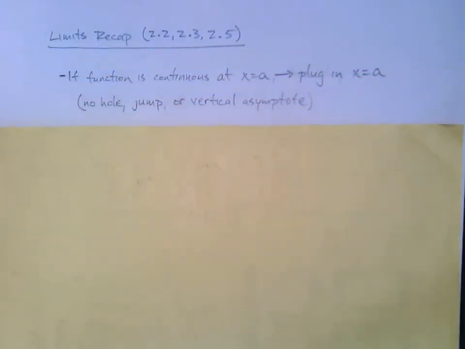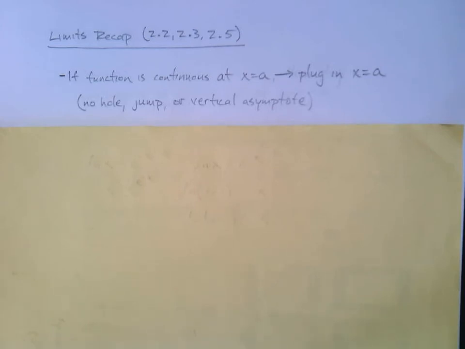So here is the first, probably the easiest situation, and the situation that we like. If the function is continuous where we are trying to take our limit at x equals a, then we're just going to plug it into the function. So if your function's ever continuous at a, meaning there's no hole there, there's no jump, there's no vertical asymptote, we can always just plug right in. Okay, we've been saying that from the very beginning of 2.2.